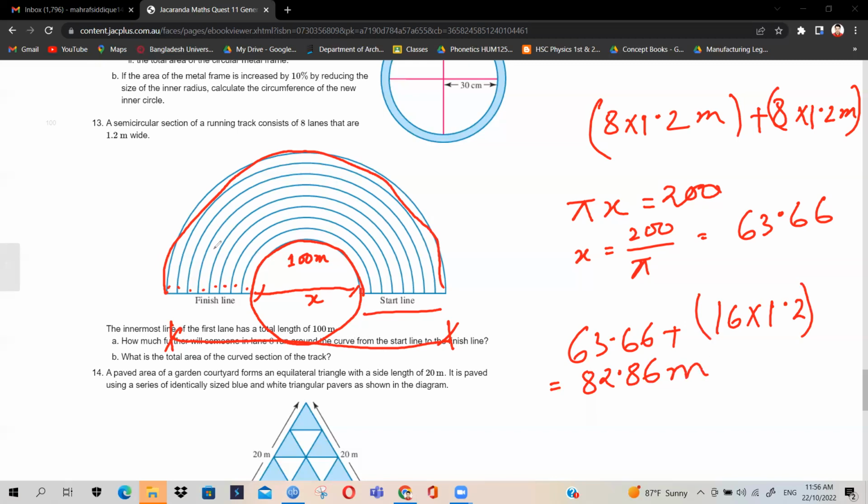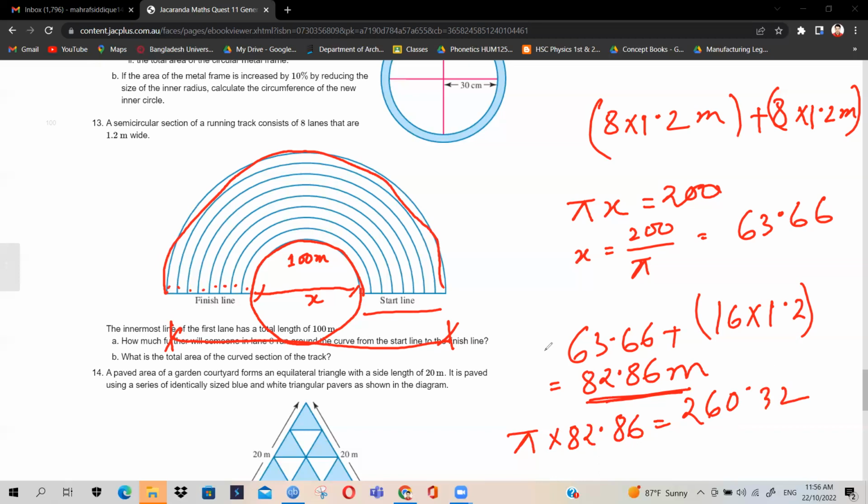And what we have to calculate is this bit. If we calculate the circumference of a circle which has a diameter of 82.86 meters, what will we get? We will get pi into 82.86. That equals, tell me, 260.32. 260.32. 60 or 16? No, 260.32. Yes, it's correct.